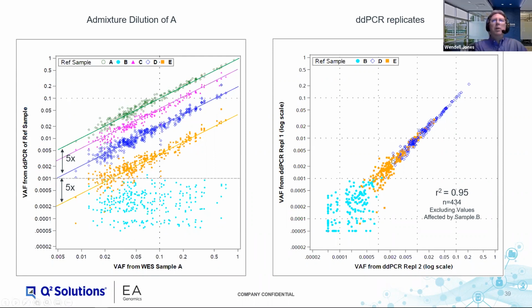When we look at ddPCR replicates, again, we see very, very high concordance, and that makes us think that the droplet digital PCR results are working very well. And again, for sample B, the normal sample, we don't expect to see any variants. Those at that level are basically at the background level and don't reproduce as expected, because they're just measuring background noise.